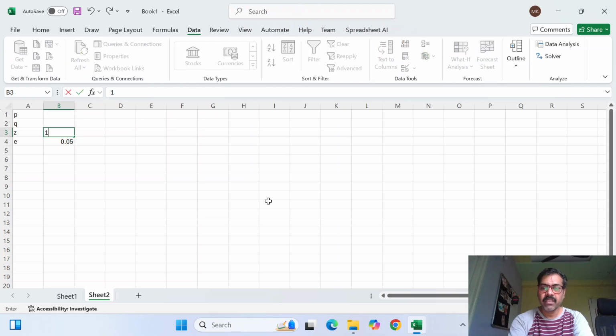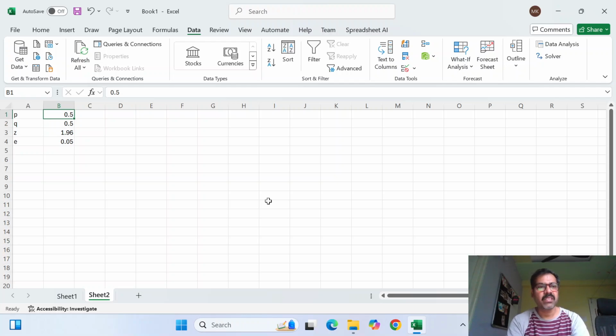I'll fix my Z value as 1.96 because I would like to determine the sample size at 95% confidence interval. My P value is going to be 0.5, a 50-50 kind of scenario. So my Q value, success and failure, 50-50, unbiased situation, something like that.